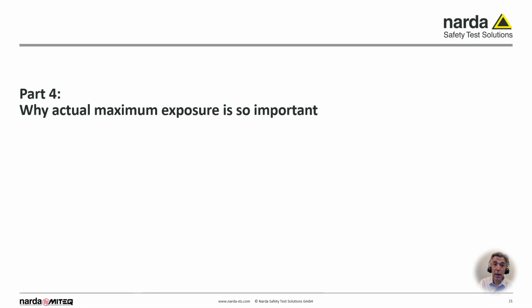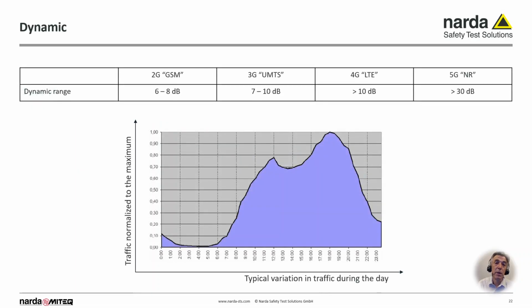So why is the actual maximum exposure so important? Why is it even more important for 5G? So this picture I've taken from an older standard where they described how the exposure or how the output power of a base station is changing versus time. And you can see here that in this situation at 6 o'clock in the evening, they had their maximum. And at 4 o'clock in the morning, there was nearly no communication. So for a base station in front of a discotheque on Sunday morning, this will be completely different. This will be completely opposite.